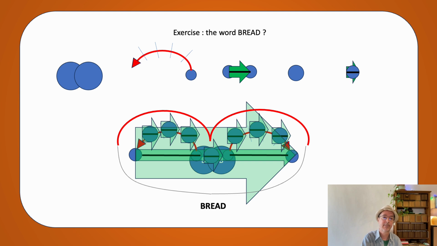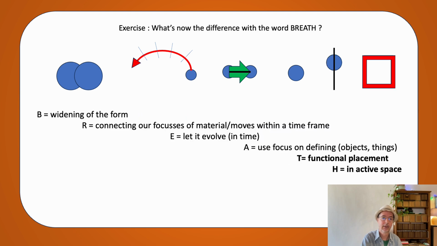So what's the difference with breath? There is one letter different, and it's replaced by two letters, so we have two extra letters. The T, it's a functional placement. And the H, so the results will be in an active space, let's say. It's an active space. It's our frame of focus that will be our last conclusion in the word.